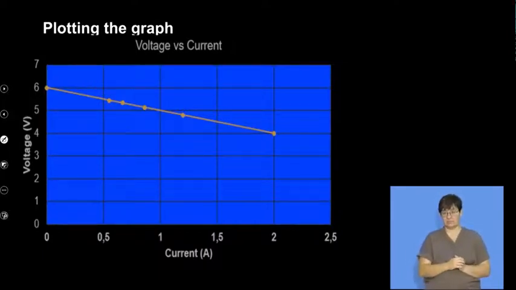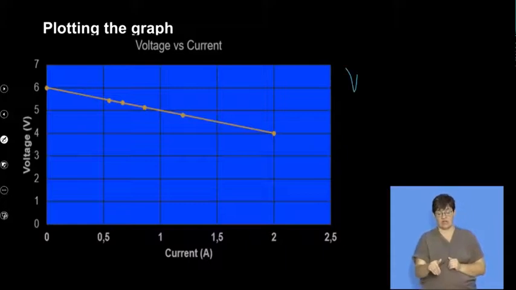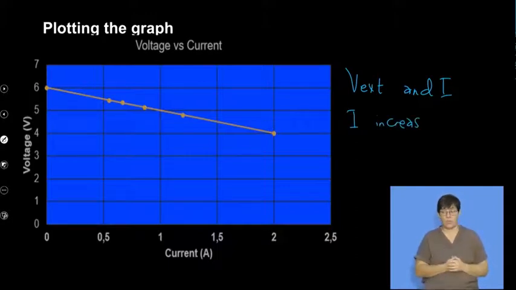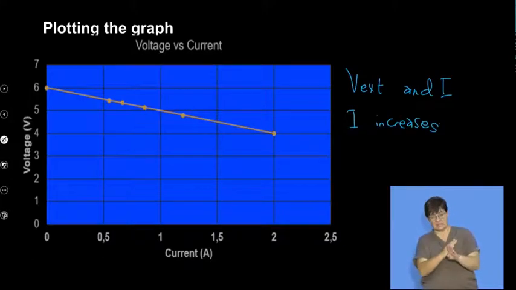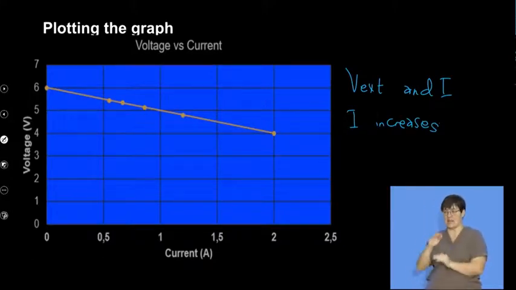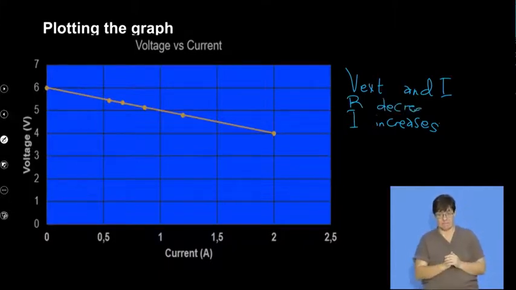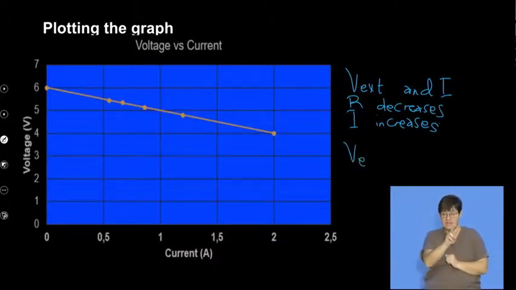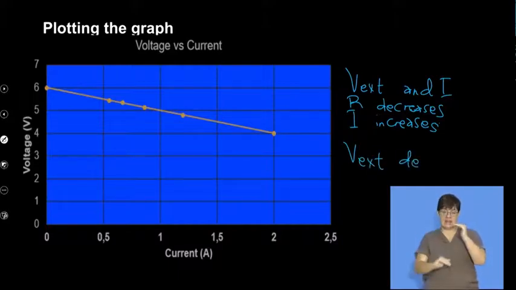So there's a very important relationship between V external and current. As current increased, we increase current by decreasing the resistance. So in other words, external resistance decreases, current increases. Now, once that happens, it means V external will also decrease. So these are the theoretical relationships that exist. Very, very important.